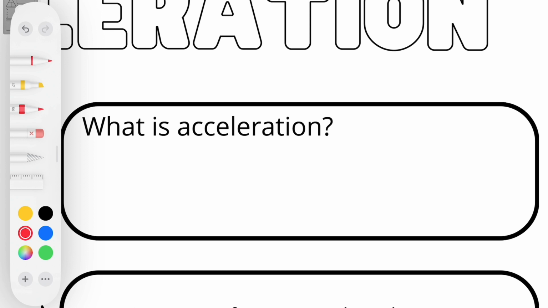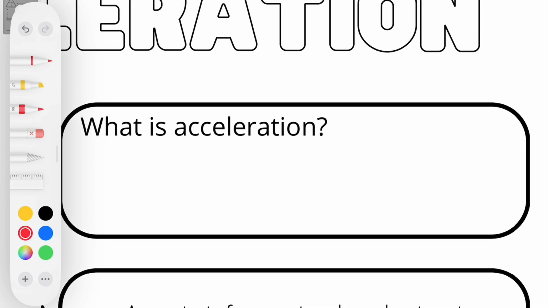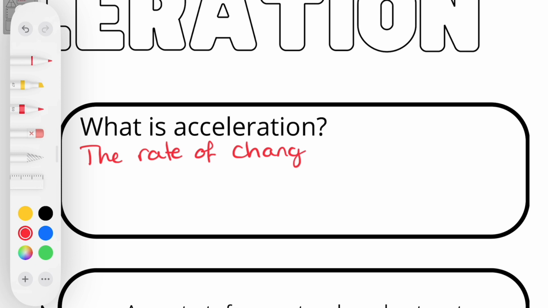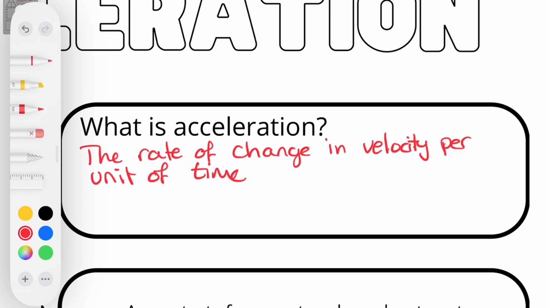Now in physics terms, acceleration is the rate of change in velocity per unit of time. Okay, it's a very, very fancy way of saying we're changing our velocity and we're doing that over a stretch of time. Okay, that's all that really means.